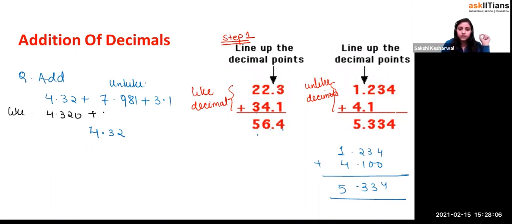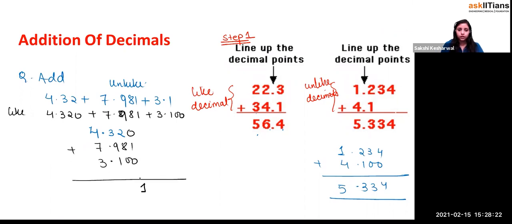4.320 plus 7.8981 plus 3.100, yes or no? So this is the way you're going to write it, right? So this is 4.320 plus 7.981 plus 3.100. So you just add it up. 2 plus 8 is what? 10.